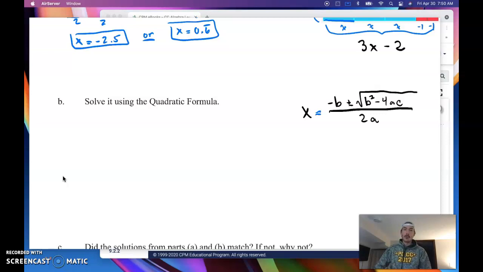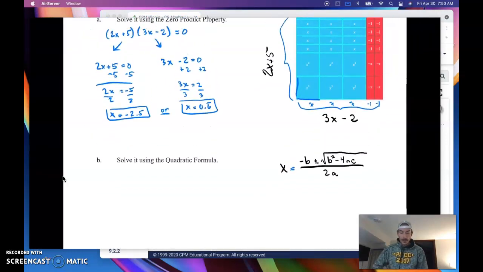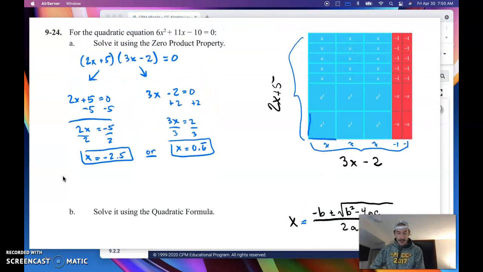Quadratic formula from a prior unit, or from a prior video, recall is negative b plus or minus the square root of b squared minus 4ac over 2a. This is a generic trinomial in standard form that somebody completed the square with and solved for x. It gives us the ability to identify coefficients, plug in a, b, and c, simplify, and come up with the solutions. The only thing we need to do is look back and identify that a is 6, b is 11, and c is negative 10.